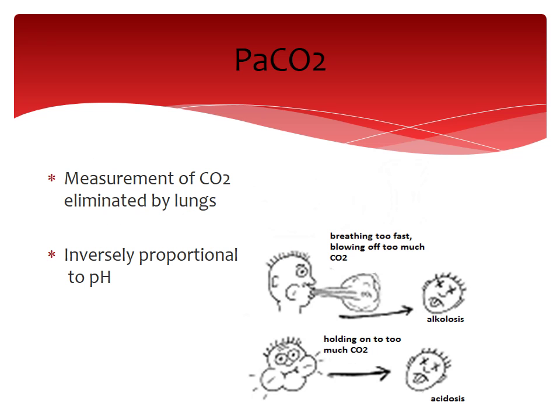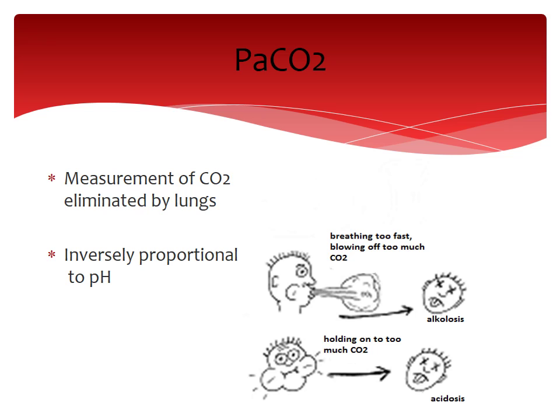All right, we looked at pH. The normal for pH is 7.35 to 7.45. If we move on to PaCO2, it's a measurement of CO2 eliminated by the lungs. So it's inversely proportional to pH. If you're breathing off too much CO2, you're breathing too fast, it drops your CO2, and then it raises your pH to an alkalotic level. If you hold on to too much CO2, you retain it, causes your pH to drop. Normal value for PaCO2 is 35 to 45.